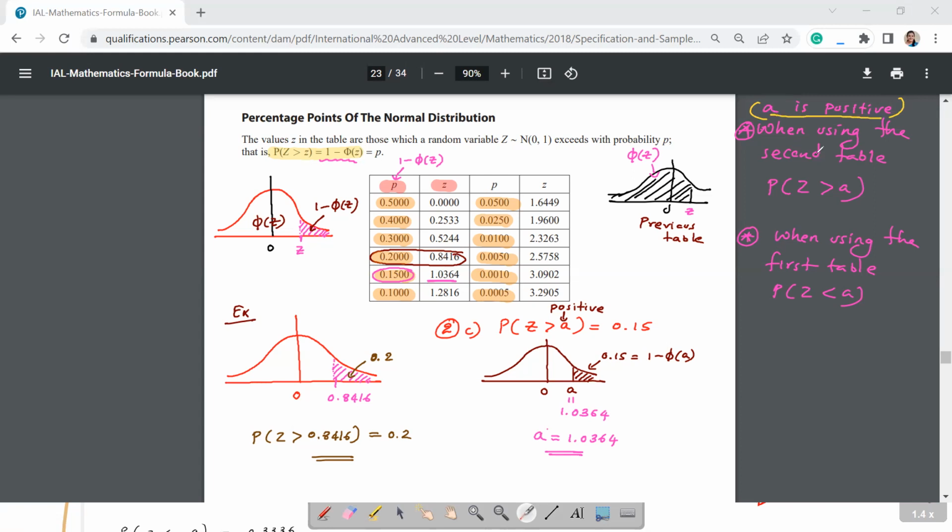If A is positive, when you are using the second table, you have to go for probability Z greater than A. When you're using the first table, you have to go for probability Z is less than A. Can you understand? So you can see here I'm going with Z greater than A, and I can immediately find the answer. So depending on the table, you need to decide whether you are going for the less than area or the greater than area. Okay, guys, so that's kind of like the summary. Let's do some more questions.